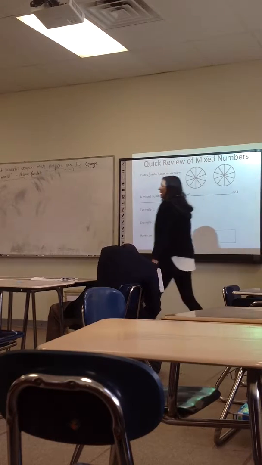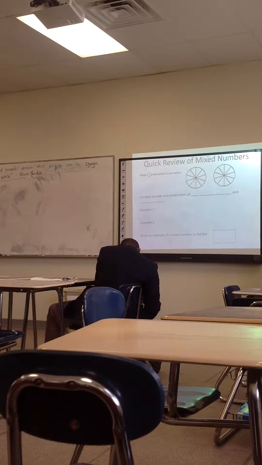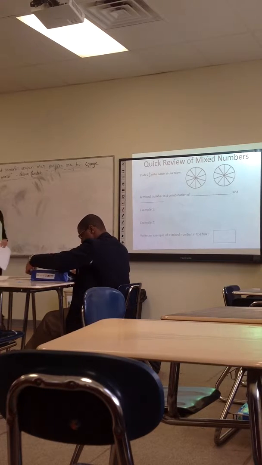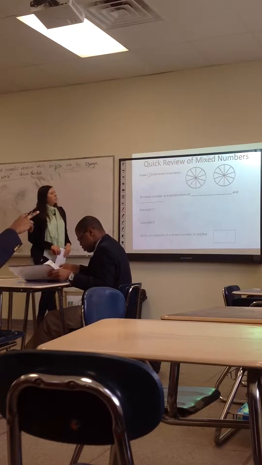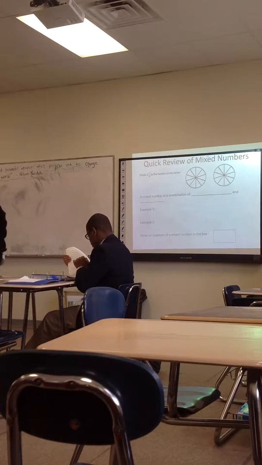Can we shade those 2 circles to make the mixed number 2 and 3/8? Can we do that? No. Why not? Because you're missing another one, because 2 is 2 wholes, and you don't have anything to show the 3/8. So I would need to do what? Add another circle. Yeah, another circle, right.